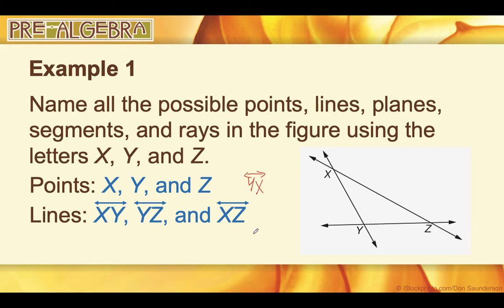Line XY and line YX are the same exact line. Line YZ, again line ZY, you can rearrange these two letters, and line XZ. And notice how I'm saying these things. I'm saying line XY, line YZ, line XZ. How do I know that it's a line? Well, I look at the symbol above it, which tells me what kind of geometric figure it is. And then lastly, plane XYZ.